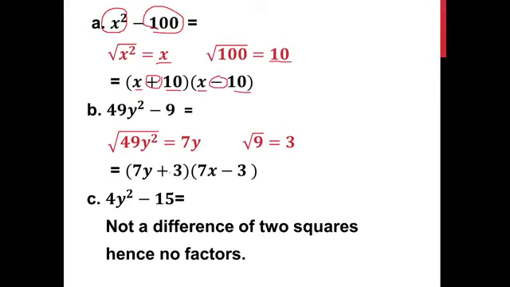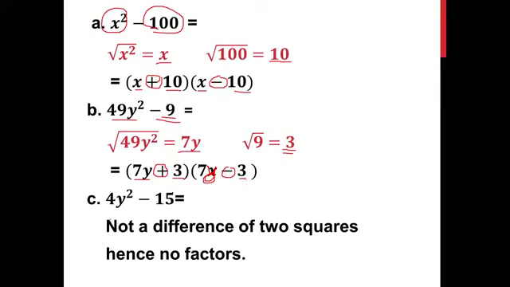So take note, the sign should be plus and minus. What's the square root of 49y squared? It's 7y. This is 7y, by the way. Okay, next. The square root of 9. The square root of 9, that's 3. You're going to write 3 there. And that is how you do factoring common difference of two squares.